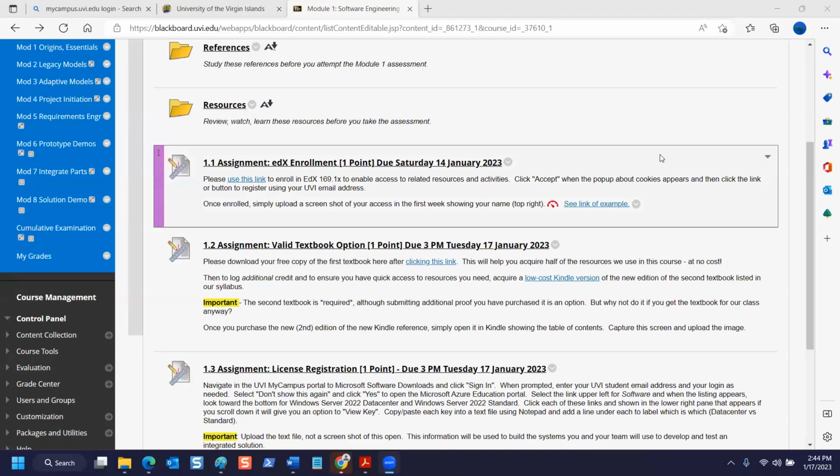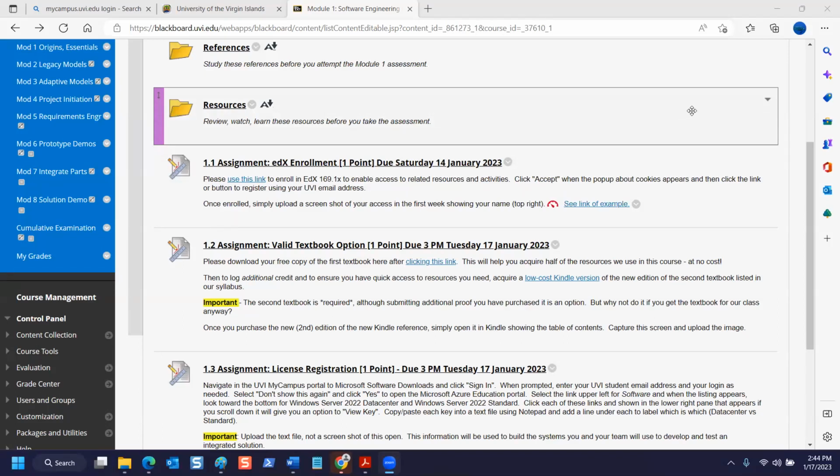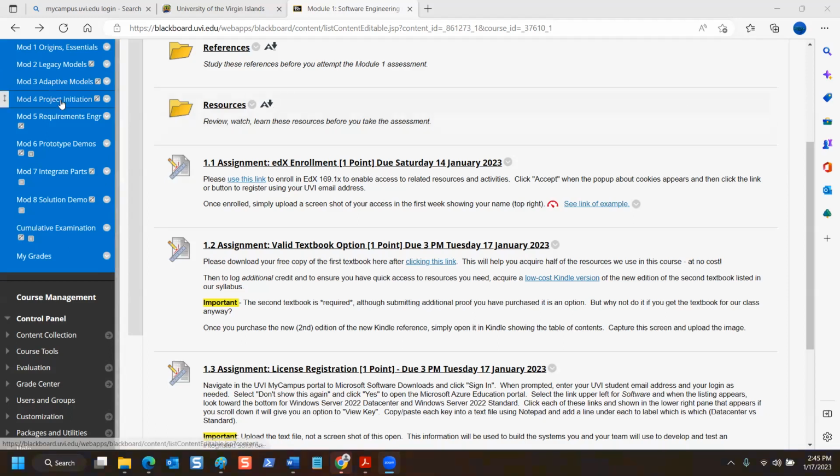So I'm excited. We will have a chance to roll out our solution activities and our module solutions, especially when we start with project initiation, requirements engineering, prototype demos, and component integration. I use the word parts because it's shorter. You can display it, and then the solution demo.